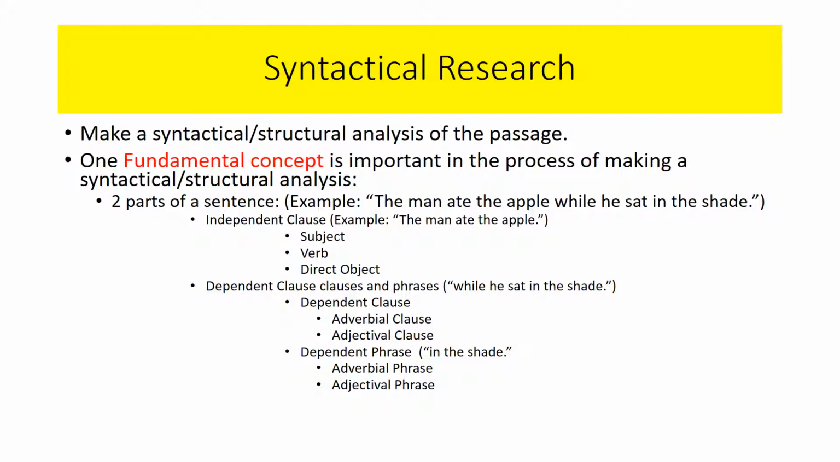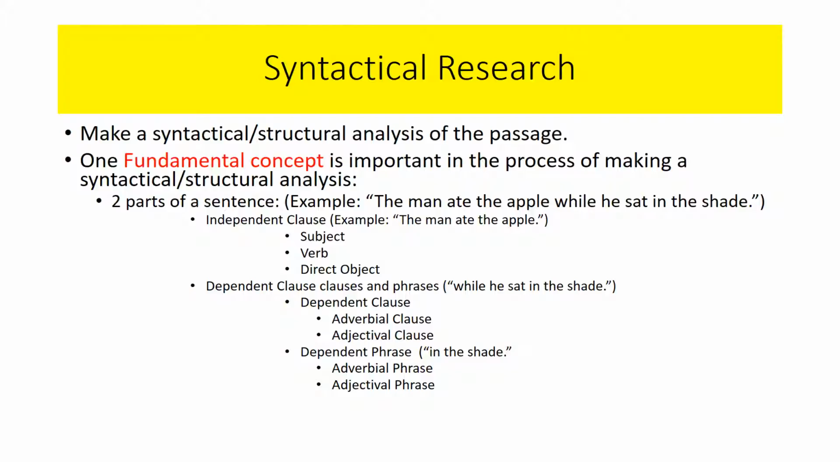The independent clause is the subject, verb, and direct object. That part of the sentence stands by itself. That's why it's called independent clause. It stands alone. This clause tells us what the main idea of the sentence is. Man ate the apple. That's the main idea. It's the subject, verb, direct object. You can have a complete sentence or a complete independent clause without the direct object. You can just have a subject and a verb, the man ate, and that could be the entire independent clause, but it stands alone.